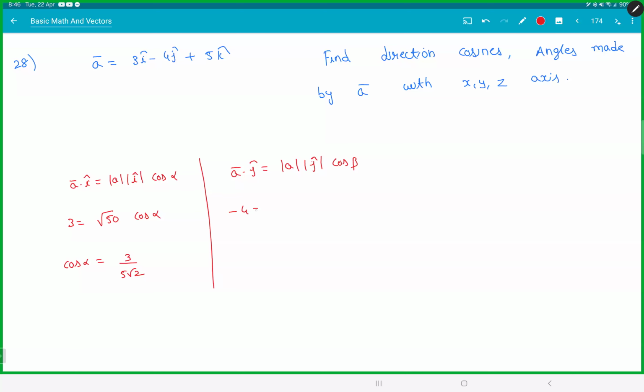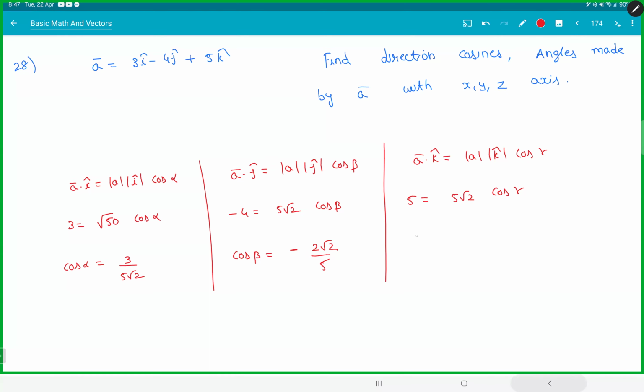Same story. This will be minus 4 equals root 50 cos beta. So I can write root 50 as 5 root 2 directly, 25 into 2, right? The cos beta will be minus 2 root 2 by 5. A bar dot k cap is mod a mod k cap cos gamma. Same story. This will be 5 and this will be 5 root 2 cos gamma. So once I got cos, I can just use that, alpha is cos inverse 3 by 5 root 2 and everything.